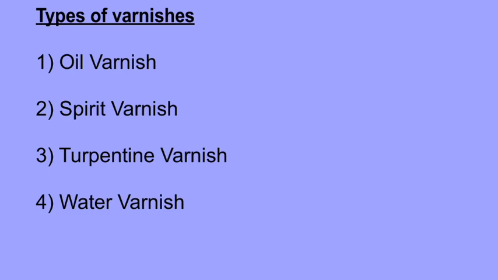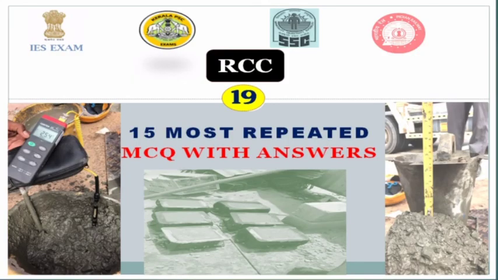Next one, turpentine varnish. Turpentine is used as solvent in this type of varnish. Fourth one, water varnishes. The solvent used in this type of varnish is water. These varnishes are used for varnishing maps, pictures, covering for wallpaper, etc.